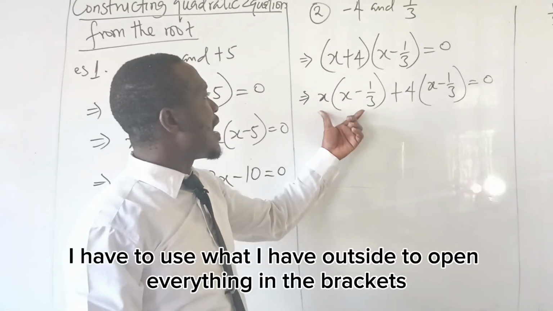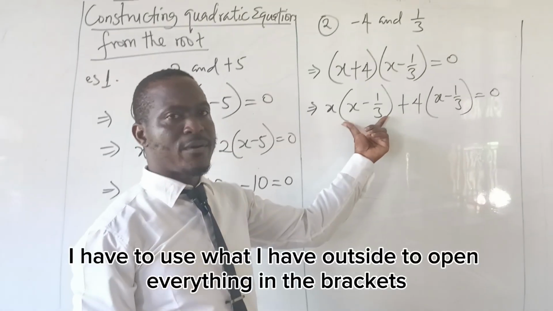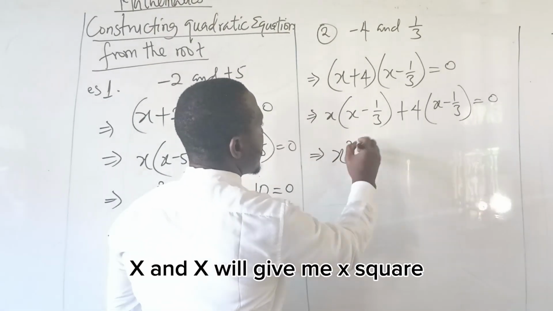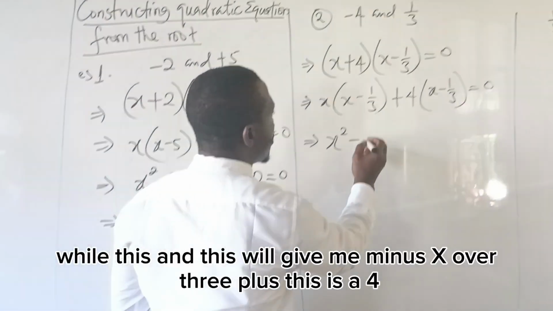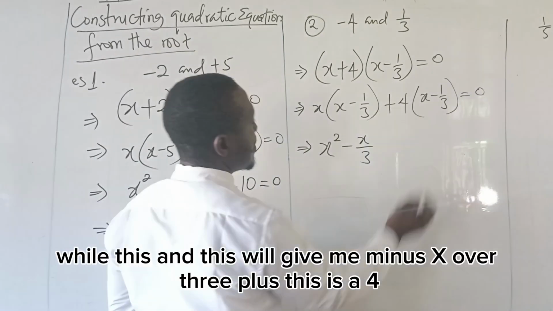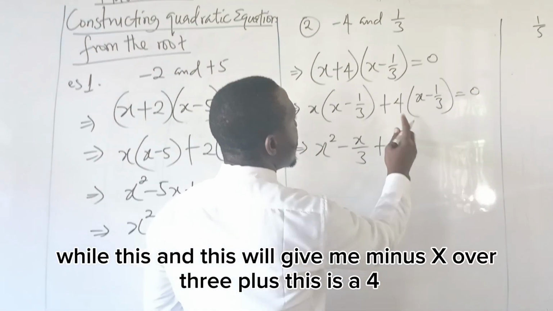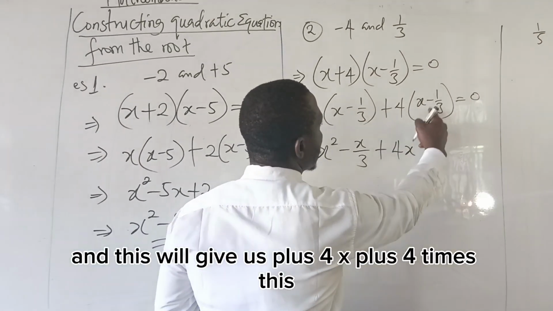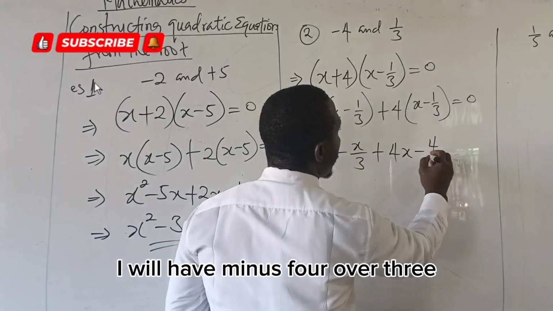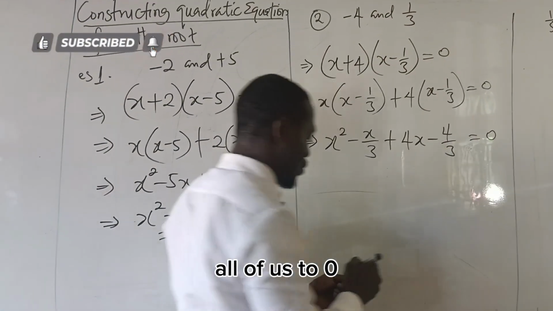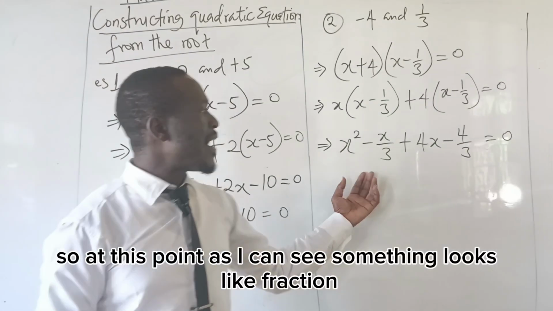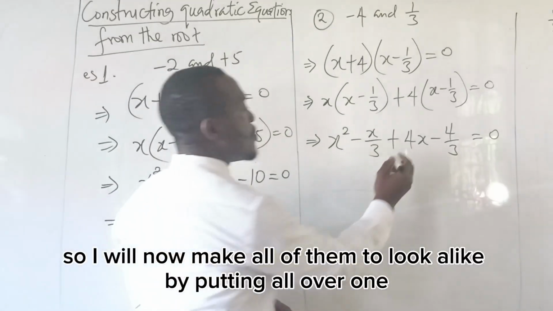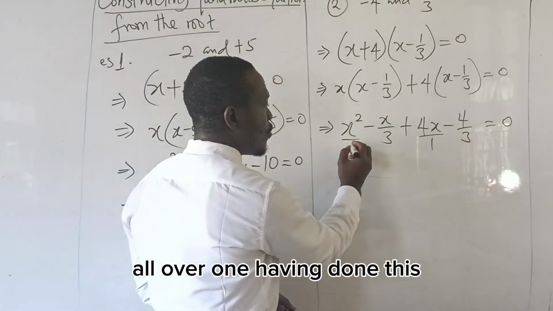At this point, I have to use what I have outside to open everything in the bracket. So let's do that immediately. x and x will give me x squared, while this and this will give me minus x over 3. Plus, this is 4 and this will give us plus 4x, plus 4 times this, I will have minus 4 over 3, all equals to 0. So at this point, I can see something looks like a fraction, the other one did not. So I will now make all of them look alike by putting all over 1.